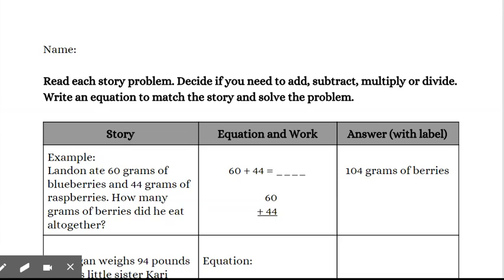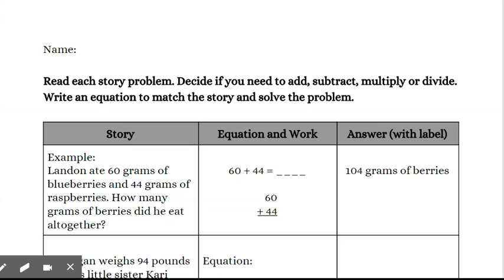So, a couple of lessons ago, you solved some story problems with units of capacity, and you needed to decide if you were going to add, subtract, multiply, or divide. That's the same thing we're doing today. So to keep it short, I am just going to do part of your packet page with you and then let you do the rest on your own.